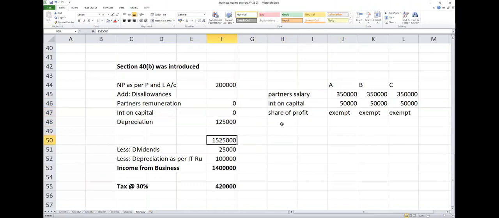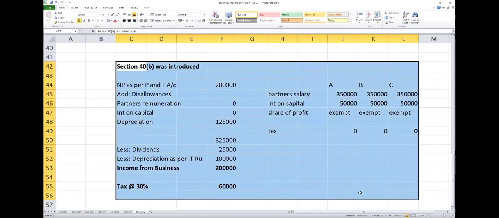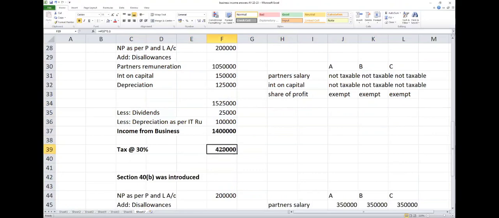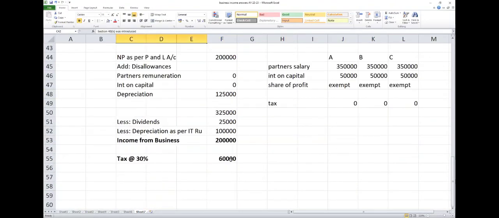Now what is the total income? This plus this minus this, 2 lakhs. Now the tax is reduced to 60,000. Tax payable by the partners is 0, 0, 0. Why? Because up to 4 lakhs rebate is applicable. The entire tax will go by way of rebate. So finally, for the overall group, the firm and the partners all put together, the tax is only 60,000 as compared to 4.2 lakhs before 40B. After introducing 40B, the tax comes down to 60,000.